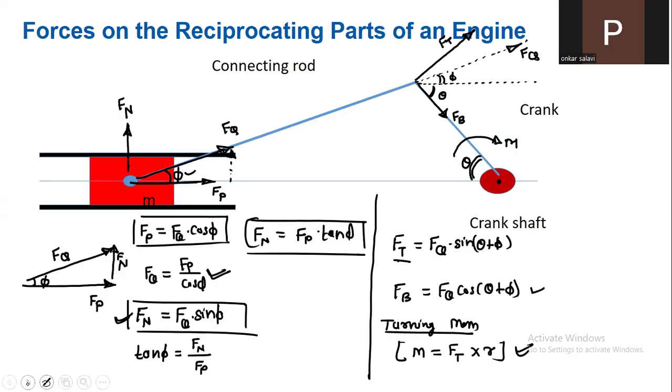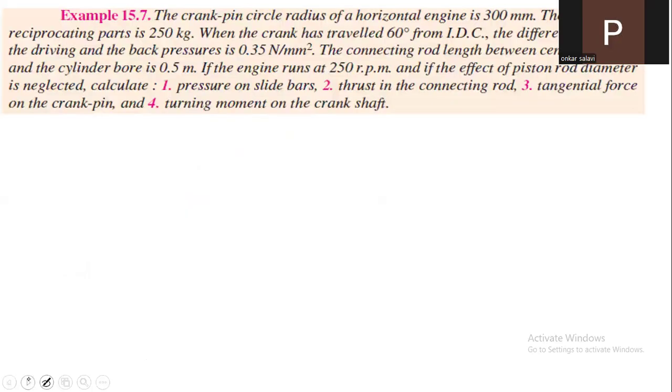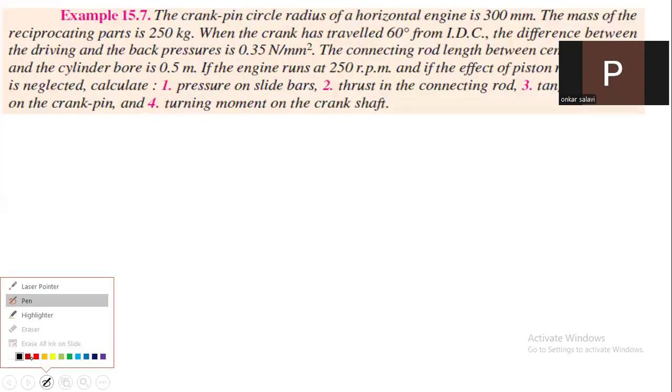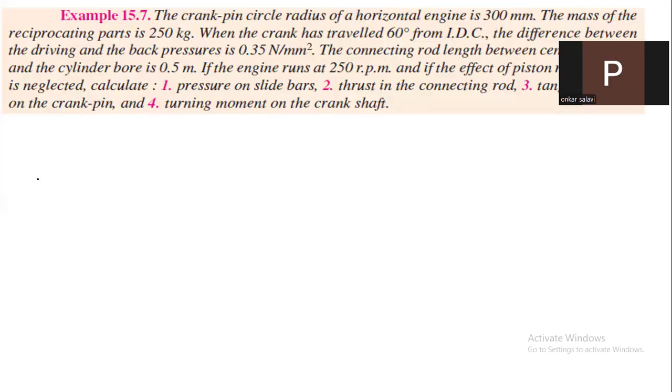Now let us see some problems on this slider crank mechanism. So let us take the first problem. Here the crank pin circle radius of a horizontal engine is 300 mm. The mass of the reciprocating part is 250 kg. The question is for the horizontal engine, so you can draw a schematic diagram.